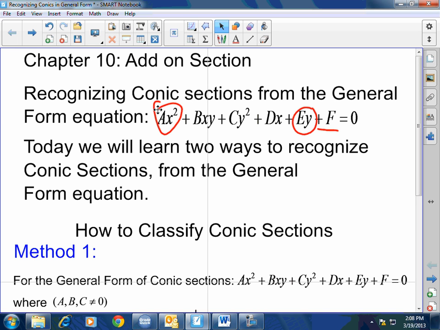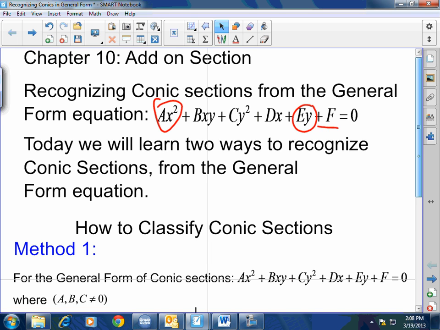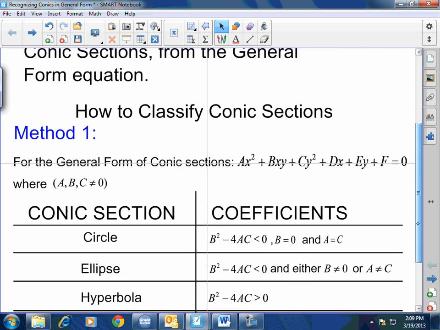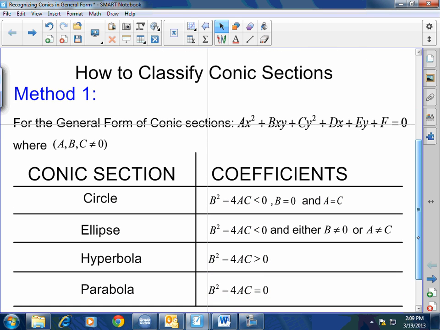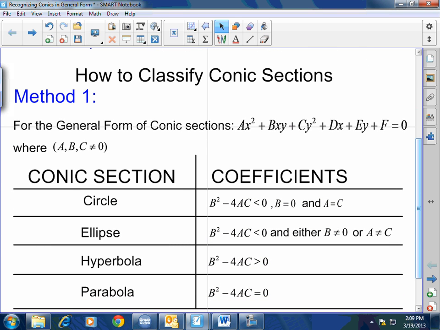Today we will learn ways to recognize conic sections from the general form equation. Now, you have the first method, which I do not like. I do not like this method. But I am here to teach, not just give you a bias of what I think is right or what I think is wrong. That's not my job. My job is to give you all the information, and then hopefully you can disseminate on your own.